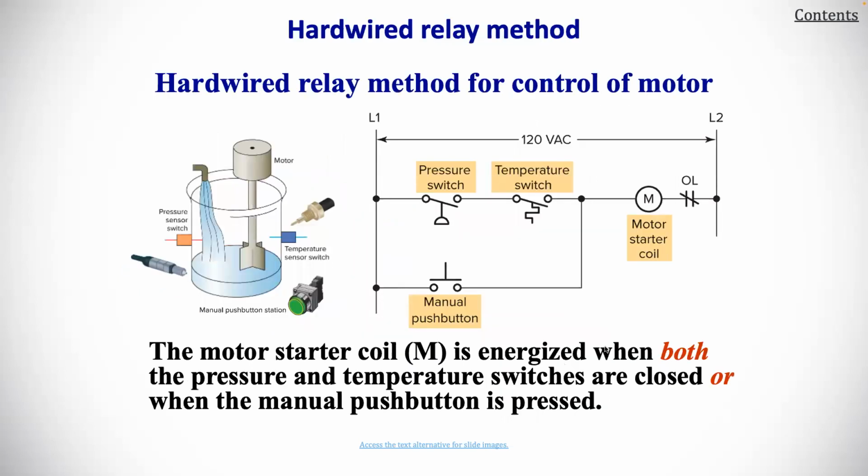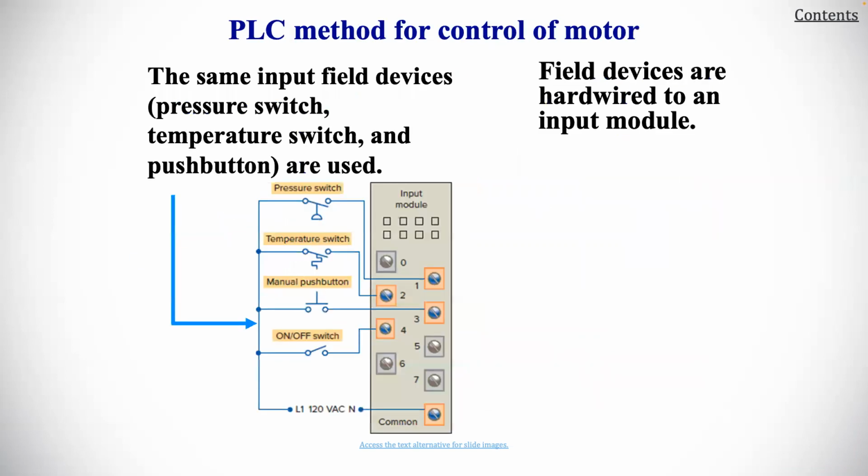You can have a hardwired relay method for control of the motor. The motor starter coil is energized when both the pressure and the temperature switches are closed, or when the manual push button is pressed. So you have a normal mode, and then you can have a manual bypass to make it do it.